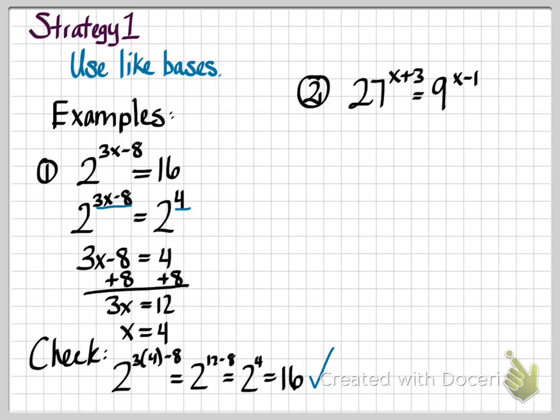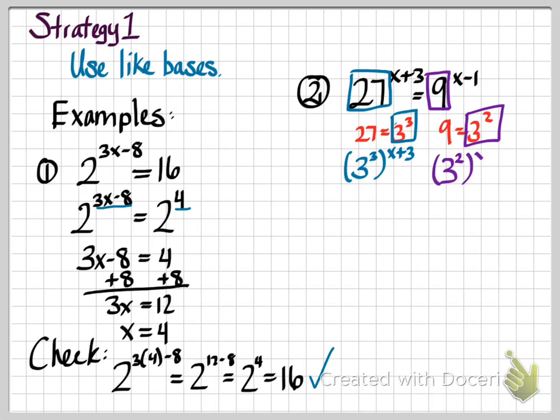In this example, notice that we already have two bases that are different, 27 and 9. I want them to have the same base. The same base is not going to be 9 because 9 to the second power is 81, which is not 27. And also 27 is hard to rewrite as base 9. But what we can do is rewrite both of them with the base of 3, because 27 is 3 to the third and 9 is 3 squared. What I'm going to do now is replace the 27 with 3 to the third and replace the 9 with 3 to the second.